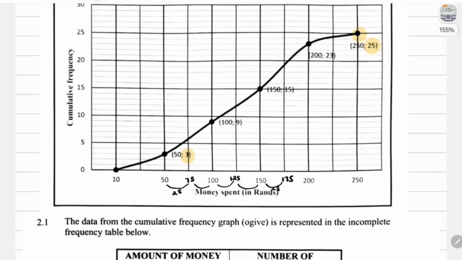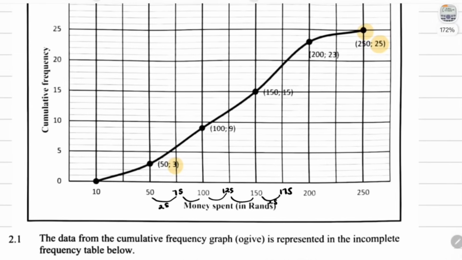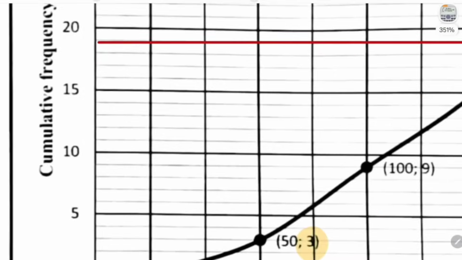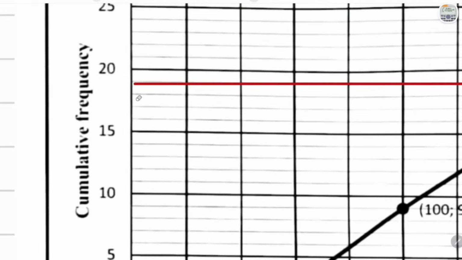Okay, so now that we know where 175 is, what we can do is find out the amount of learners that spent 175. First of all, you're going to line that up to the ogive. And once you touch the ogive, you start going to the side. So I touched it here. I'm going to go to the side like that and find out exactly how much that is. So let's also see what this is counting in.